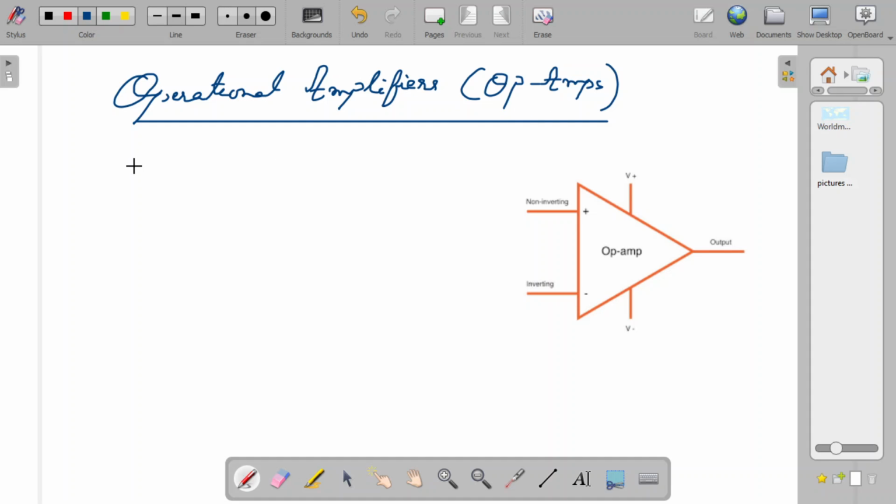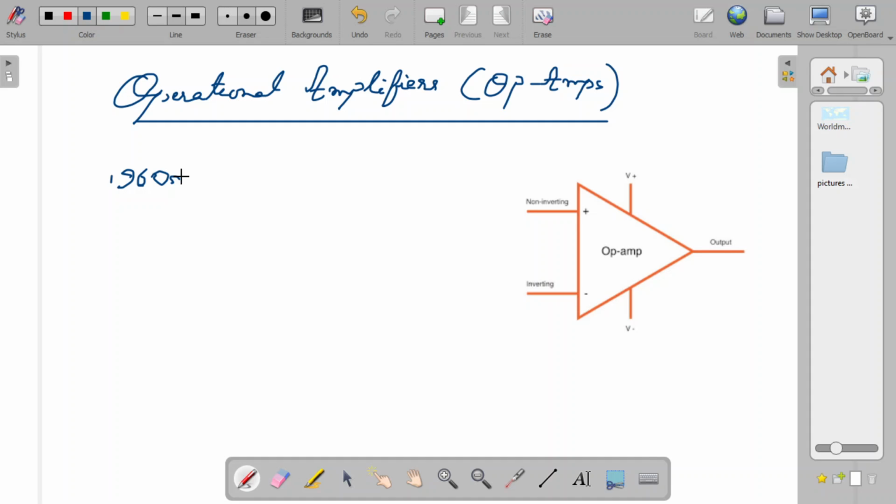Now we shall understand how it came into being. It was around the 1960s, when integrated circuits were invented, that operational amplifiers became so popular. And the invention of op-amps was a great leap in the era of analog electronics especially.